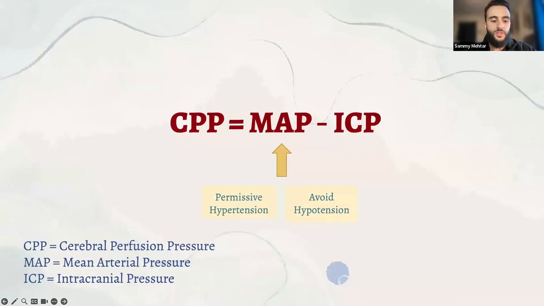And so, up to a certain point, we allow for what's called permissive hypertension, generally with systolics up to 180. But there's always a catch with higher arterial pressures. You also have an increased risk of bleeding, and so we want to keep our blood pressures regulated, but we have a higher threshold for our range of blood pressures for patients with intracranial hemorrhage. And we really want to avoid hypotension, of course, because we know that if the MAP goes down with a fixed ICP or a rising ICP, then our CPP will drop.